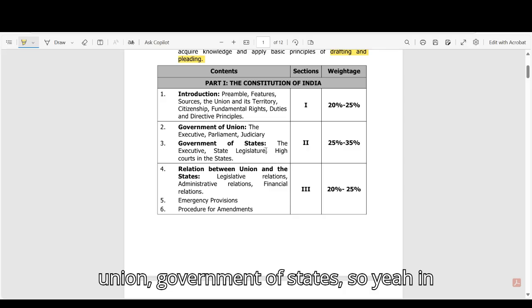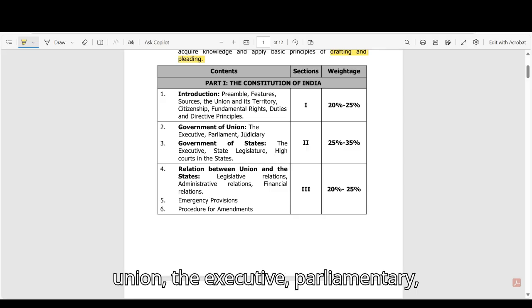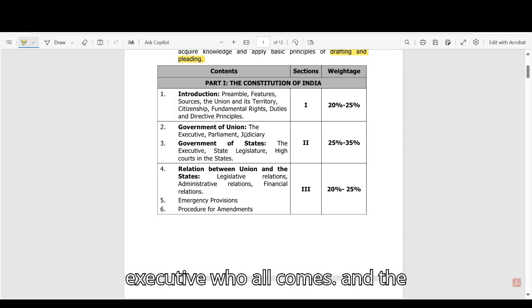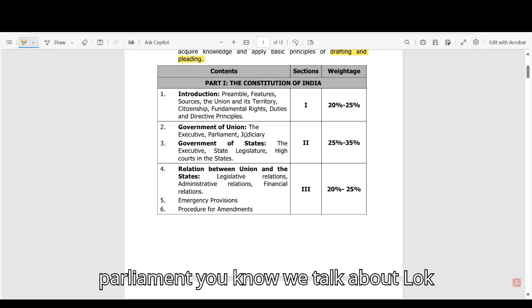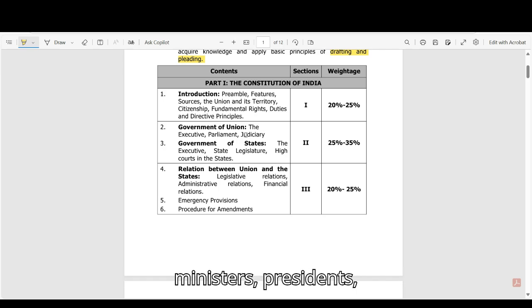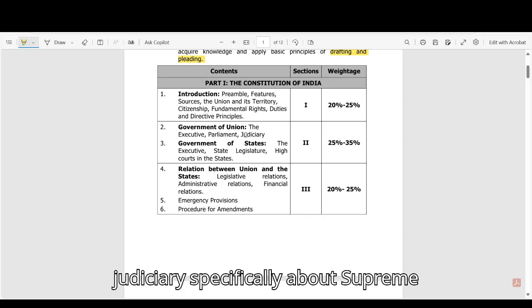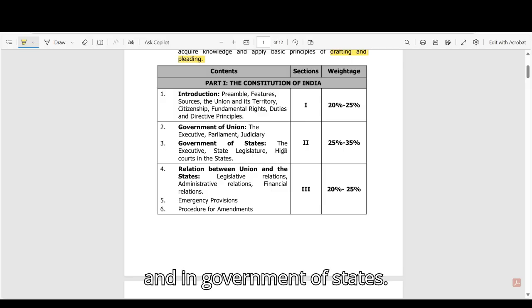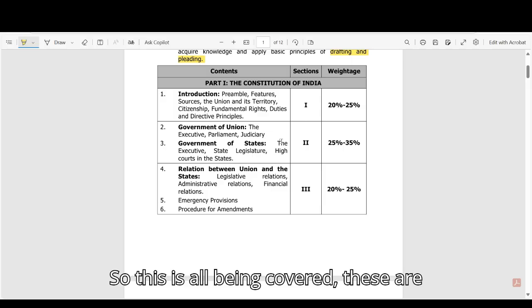Now, government of union, government of states. So yeah, in union: the executive, parliament, judiciary, very important. In executive, who all comes, and in parliament, we talk about Lok Sabha, Rajya Sabha. In executive specifically, we talk about prime ministers, presidents, governors. Then in judiciary, specifically about Supreme Court judges, High Court. And in government of states. Okay, so this is all being covered.